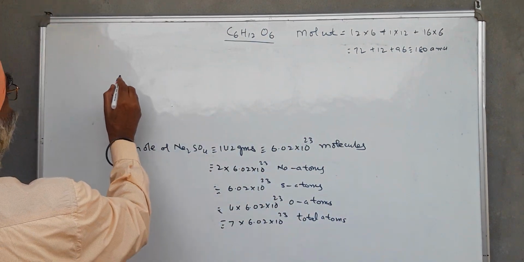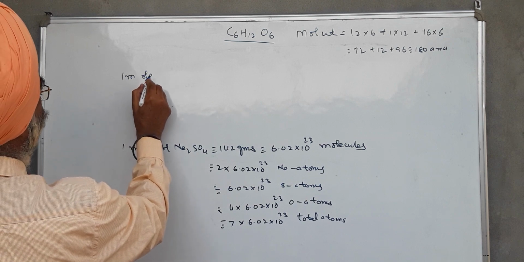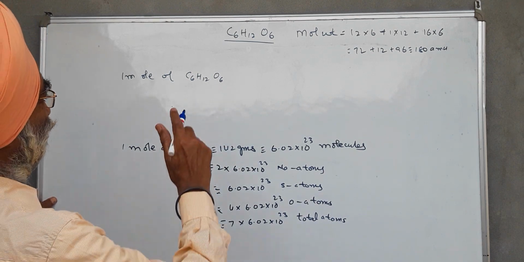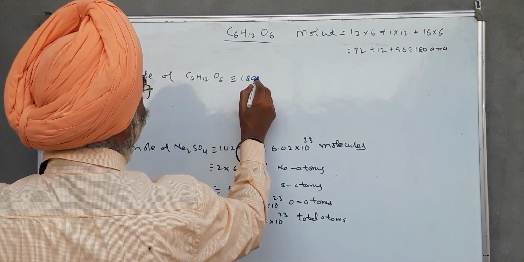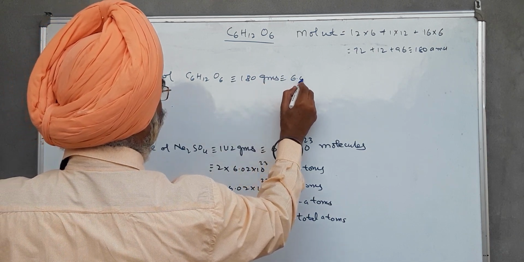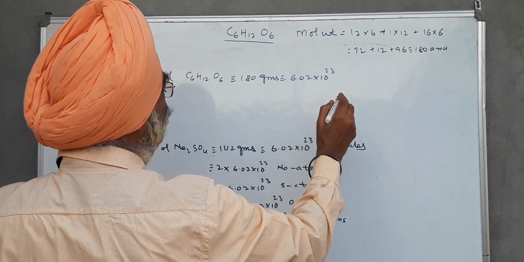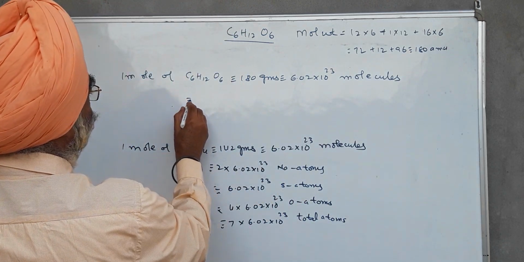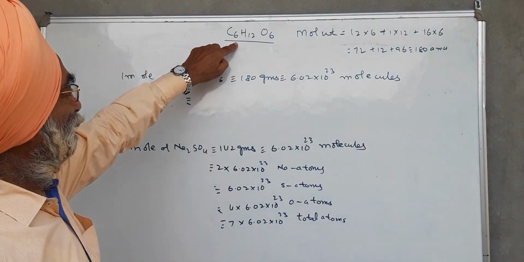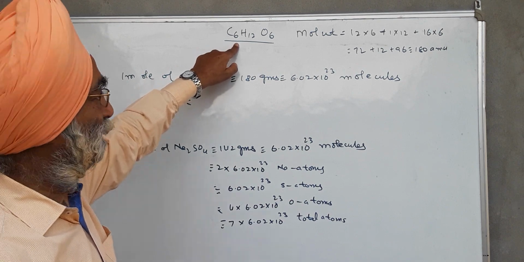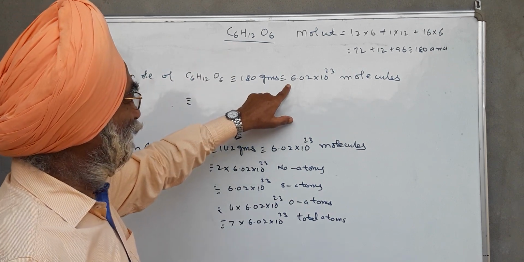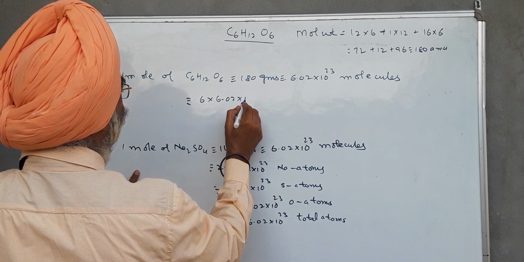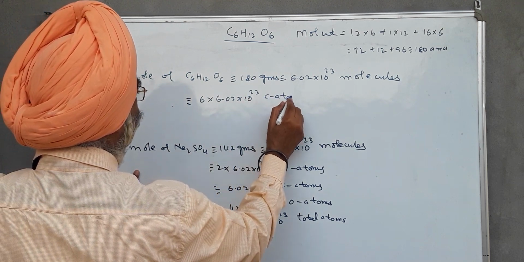We shall write, rather elaborate, 1 mole of C6H12O6, 180 grams, 6.02 10 raised to the power 23 molecules, and then one molecule of this compound has 6 carbon atoms. 1 mole will have 6 into this figure molecules. 6, 6.02, 10 raised to the power 23 carbon atoms.